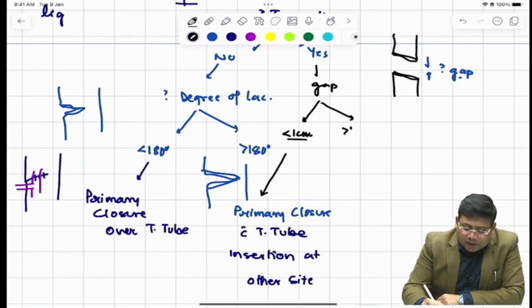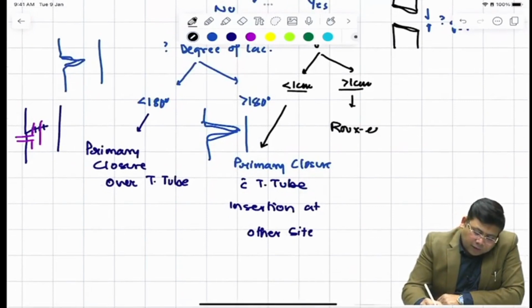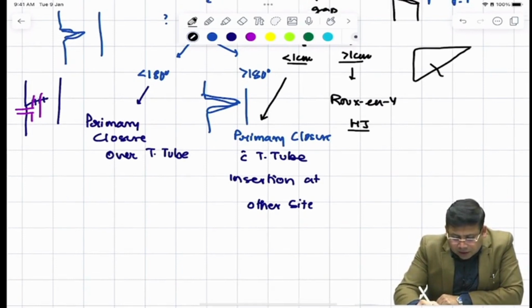If it is more than 1 centimeter, you don't have any other option other than going for Roux-en-Y hepatico-jejunostomy. This is what is very important. So what is the concept of Roux-en-Y hepatico-jejunostomy? This is one end which is damaged now. This is the hilar end. This is the other end which is damaged, and this is the duodenum.